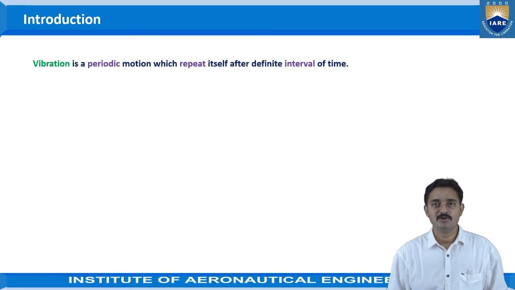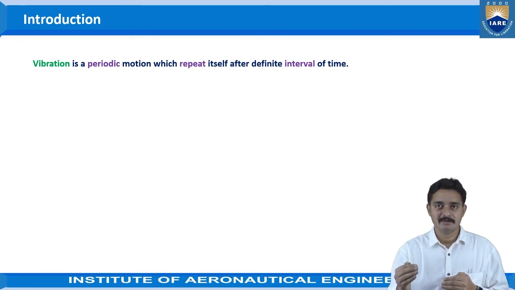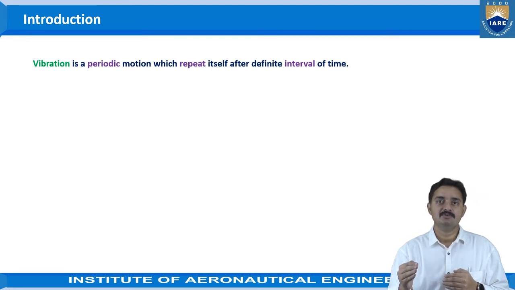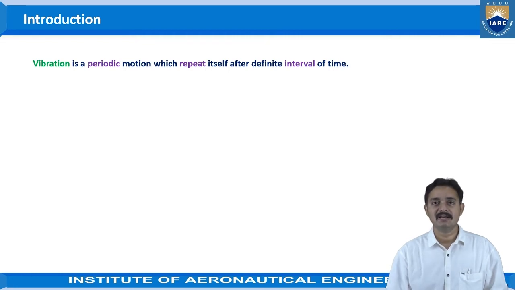Vibration is a periodic motion which repeats itself after a definite interval of time. So, the movement of any object that repeats itself, that means in a to and fro motion. If the object is moving in one direction and again it is coming back to the same position, and again after certain time it is traveling to the same position as previously, like to and fro motion, if this type of motion repeats within a certain limit of time, then the type of movement is called vibration.